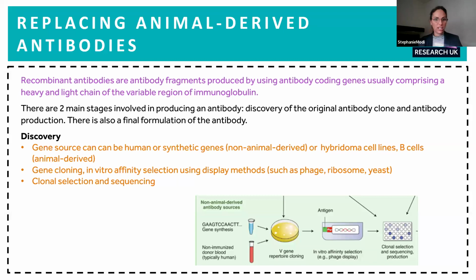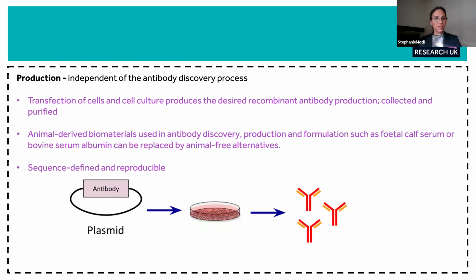Thereafter, you can clone that gene, and then you can use in vitro affinity selection using display methods like phage display or ribosomal yeast display. The phage is able to display that antibody on its surface. And then you can use clonal selection and sequencing to get your antibody of interest and know its precise sequence. You can then transfect cells, and you can produce a cell culture that produces your desired recombinant antibody, which you can then collect and purify.